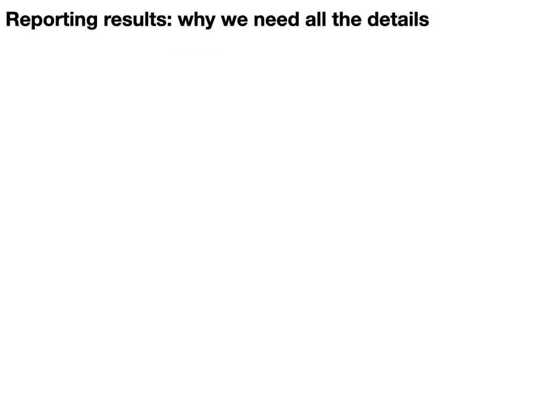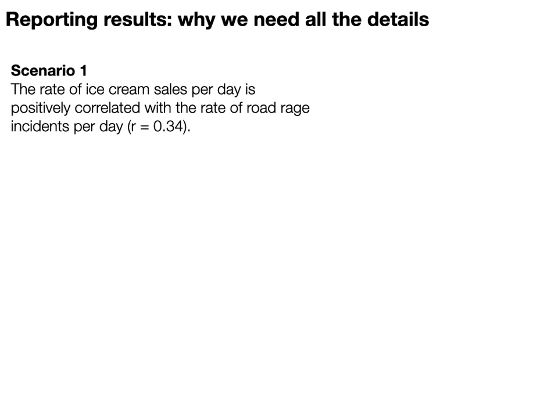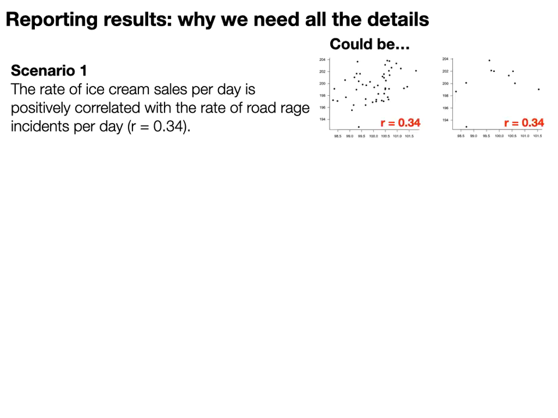Okay, so I want to just show you a couple of examples for why we need to report all of the details when we're presenting the results of these analyses. So I'm going to show you a couple of scenarios here. In the first one, let's say we read that the rate of ice cream sales per day is positively correlated with the rate of road rage incidents per day with a correlation coefficient of 0.34. Well, without any more information, it could mean all kinds of things.